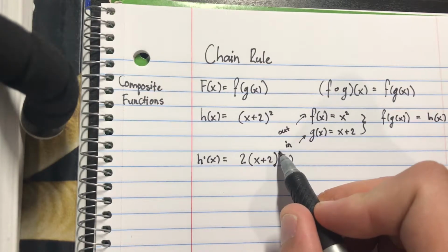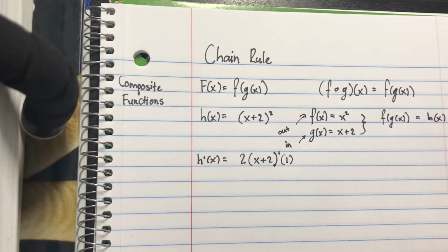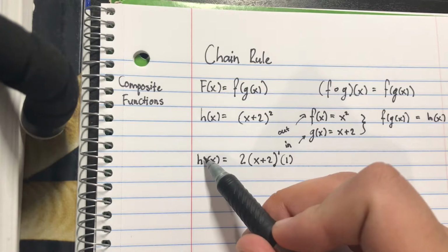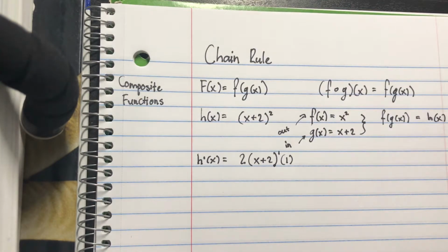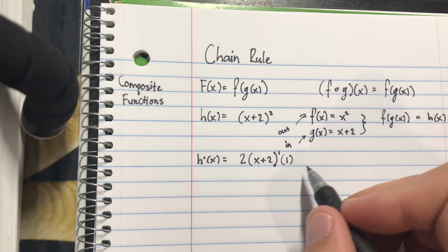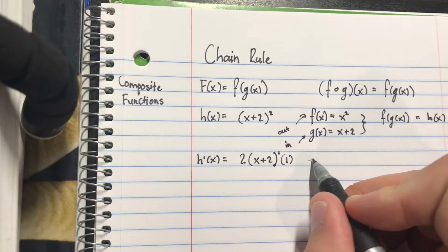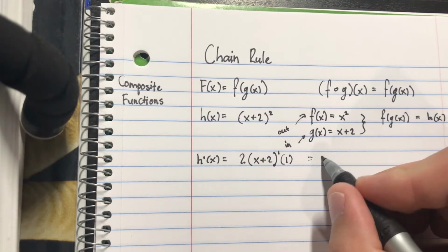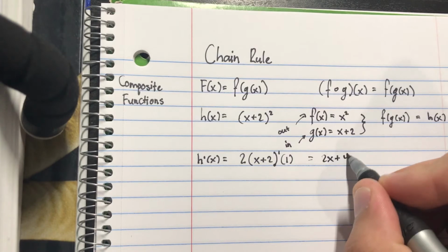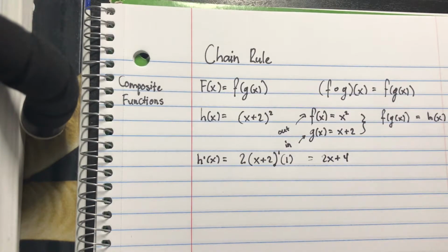And you don't confuse this exponent with this prime mark that we put to identify that we're taking the derivative. In other words, what we just used was the chain rule, and what we get when we simplify this function is 2x plus 4.